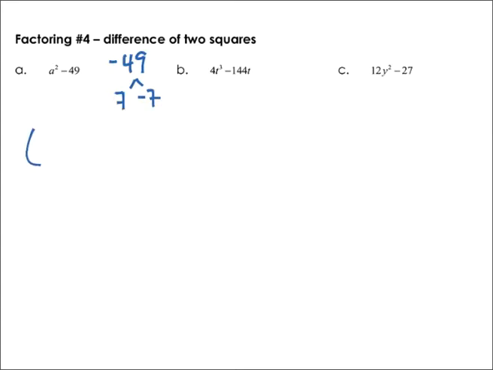So, shortcut, you could just do x plus 7. Oops, that's not an x. That's an a. Match up your right terms here. This is the rule: a plus 7 and a minus 7.